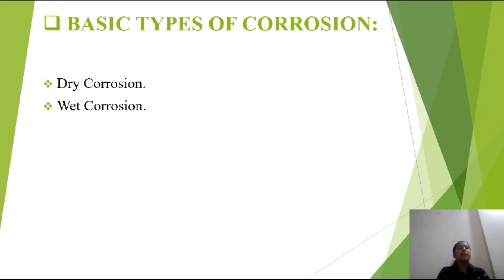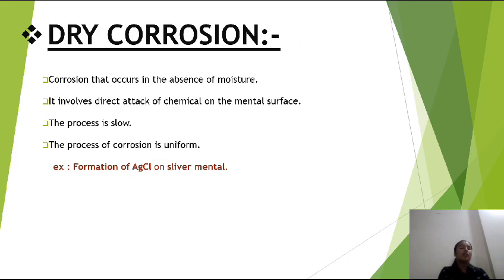Next, basic types of corrosion. There are two basic types of corrosion: dry corrosion and wet corrosion. Let us discuss dry corrosion. Dry corrosion occurs in the absence of moisture. It involves a direct attack of a chemical on the metal surface. The process is slow, and the corrosion is uniform. For example, formation of AgCl on silver metal.